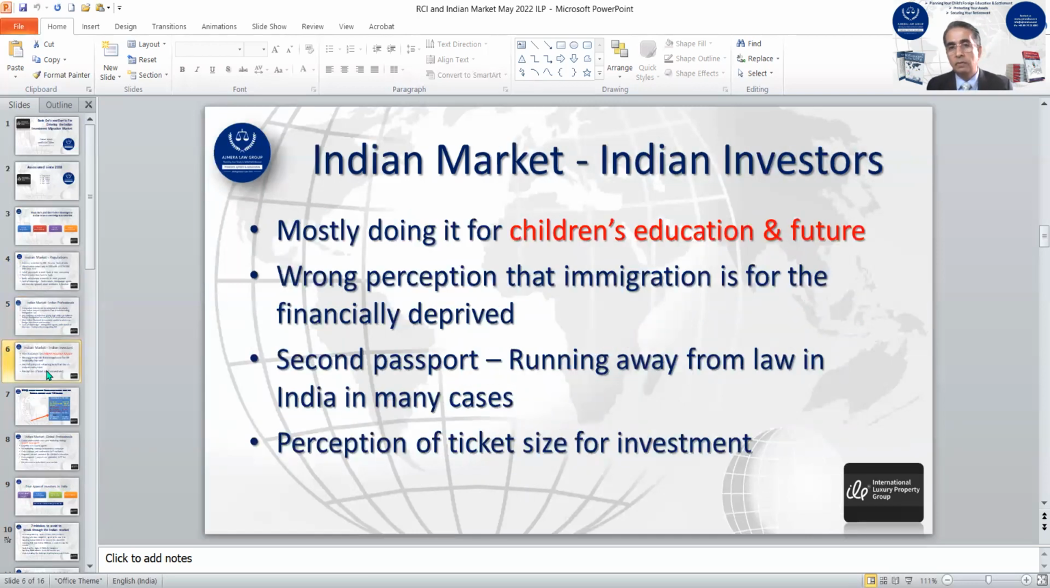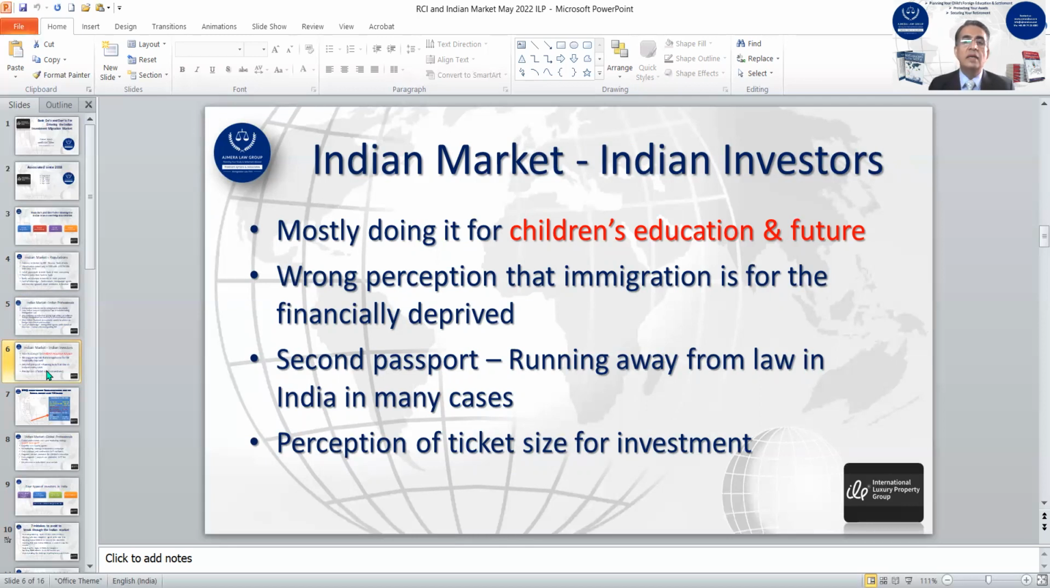The fourth player is Indian investors. When we meet our clients here in India, the first thing they come and say is that we are doing it for our children's education and their futures. So if they are showing an interest in residency and citizenship by investment, the only reason is the children's education and futures. I would say 8 out of 10 investors are interested in doing it for the children's education and futures.